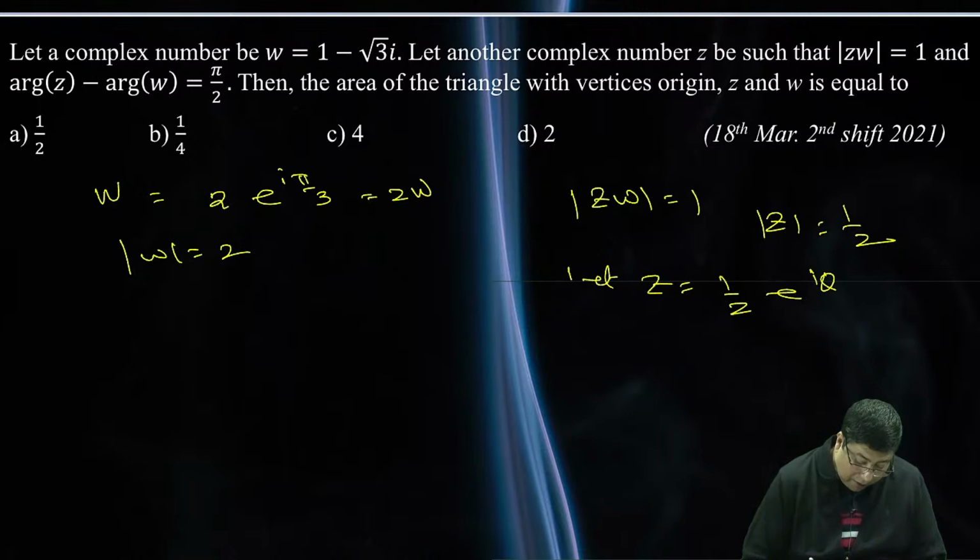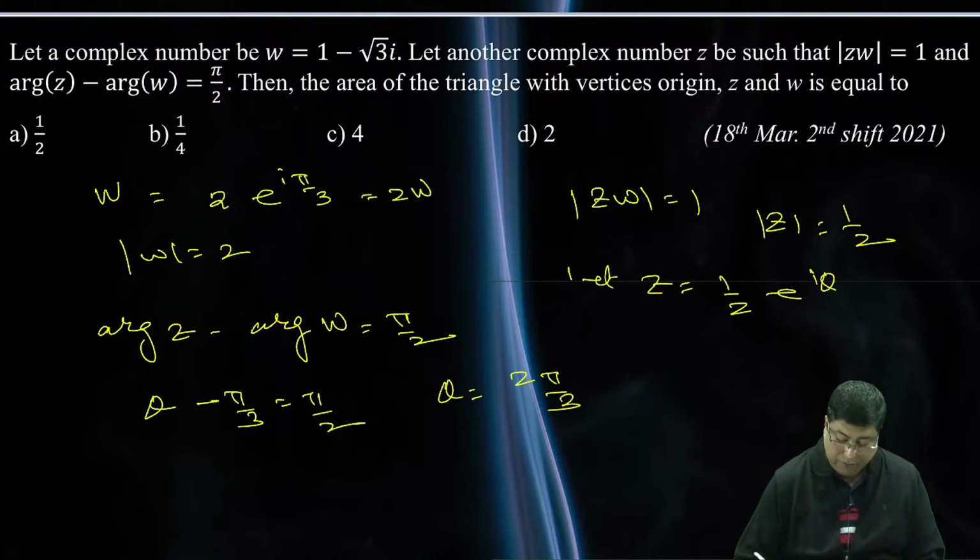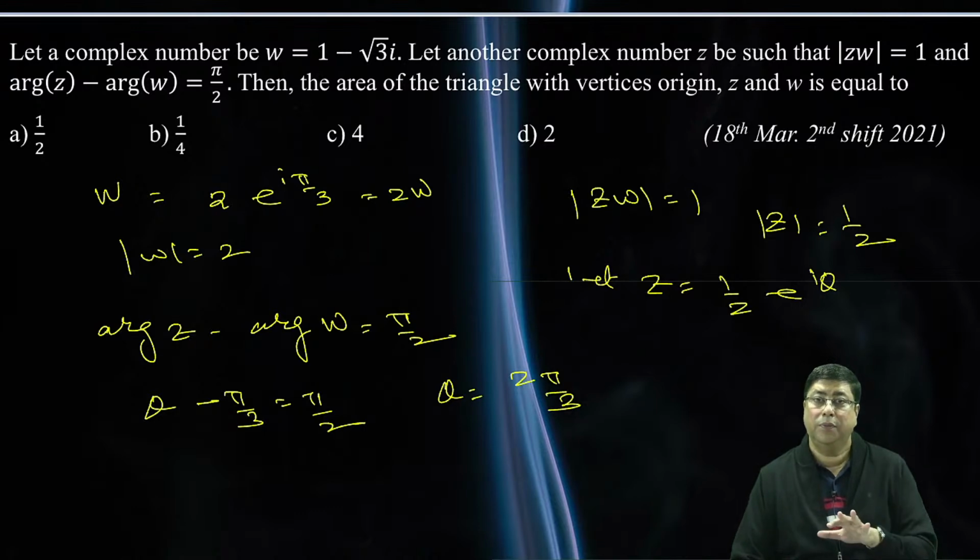Now it is given that argument of Z minus argument of W equal to pi by 2. So we can write theta minus pi by 3 equal to pi by 2. Therefore, theta equal to 2 pi by 3. So one is pi by 3, one is 2 pi by 3. So one is 60, one is 120. So angle between them. Okay.